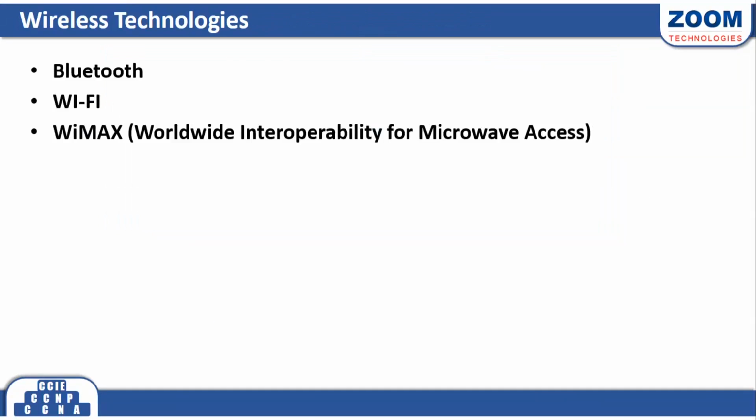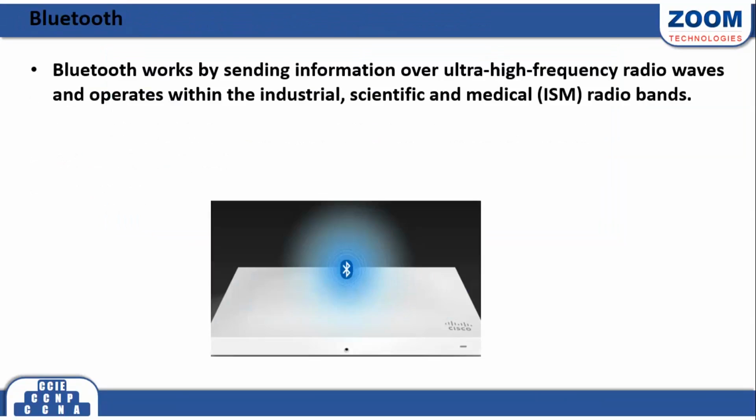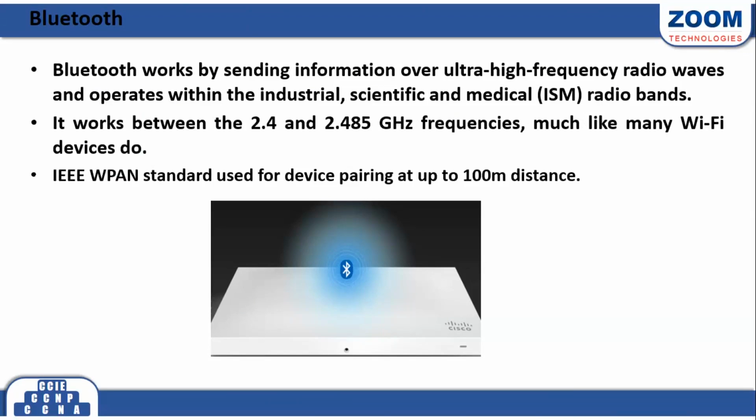Got it? So, wireless technologies. What types of technologies do we have in wireless? Bluetooth is also a wireless technology. Wi-Fi, WiMAX, cellular broadband, satellite broadband. These are all different types of wireless technologies. How does Bluetooth work? It sends information over ultra high frequency radio waves, operating within the industrial, scientific, and medical radio bands, like ISM. The frequency range is 2.4 to 2.485 gigahertz.